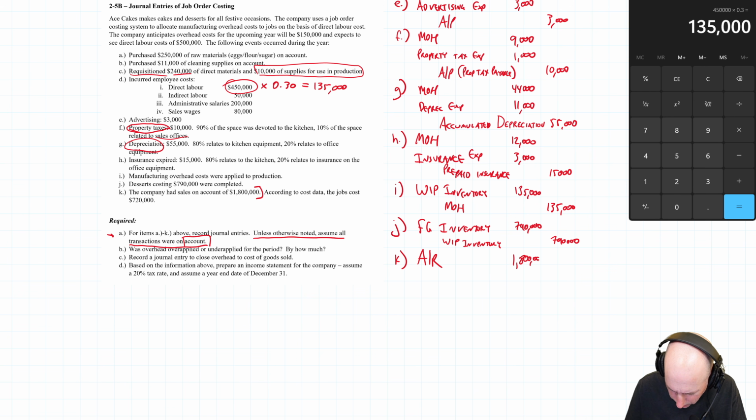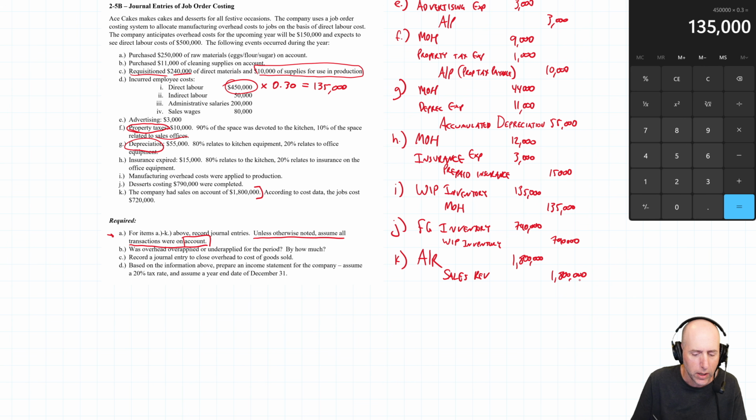$1.8 million, and we credit sales revenue. This is us doing what we do to earn money. We're selling cakes and lots of them, $1.8 million. According to cost data, the jobs cost $720,000. The cost of the cakes that we sold, our cost of goods sold, was $720,000.